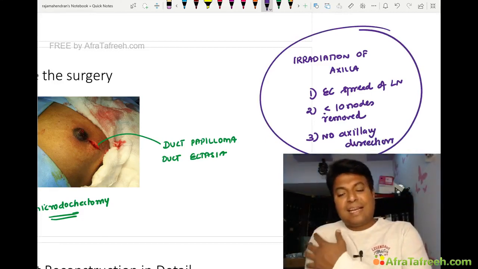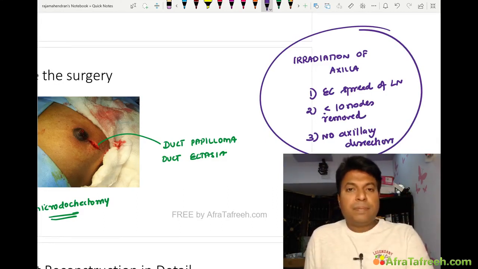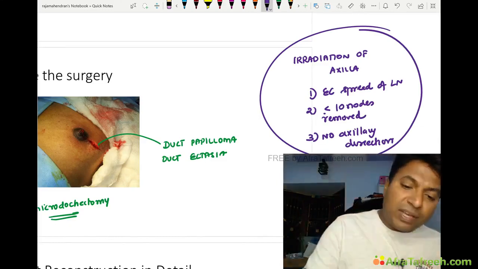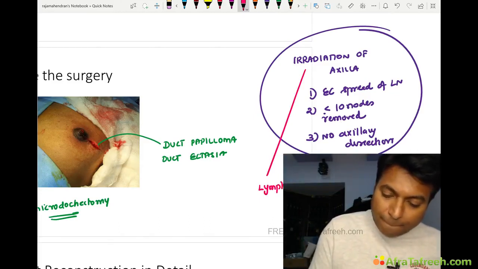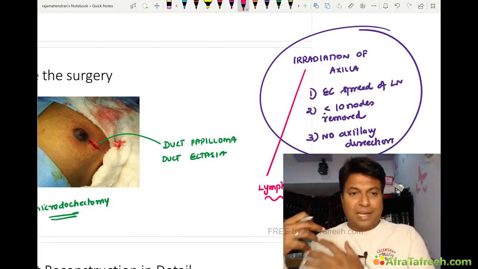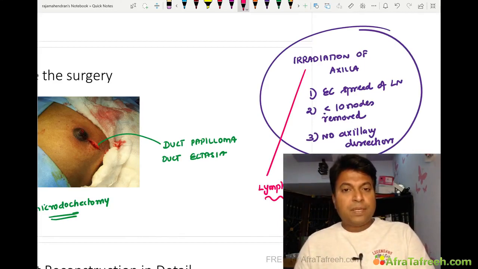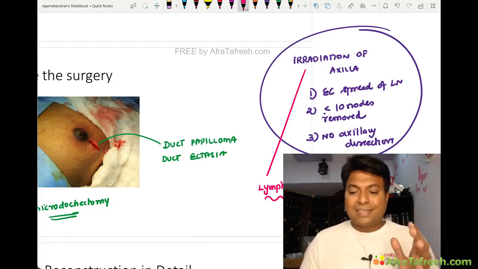If you have done an excellent axillary dissection, no need to do irradiation at all. In such a case, if you do irradiation, the problem of irradiation of axilla is lymphedema of the arm. So we should try to remove surgically all the nodes. Okay, so please don't get confused with this. Irradiation of axilla is done only for extracapsular spread, less than 10 nodes removed, or no axillary dissection done.